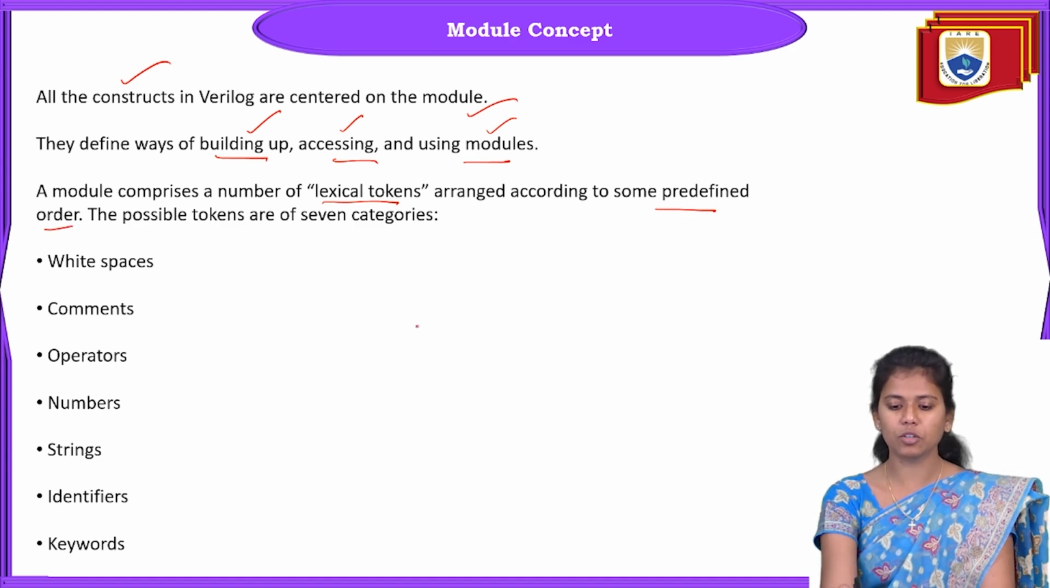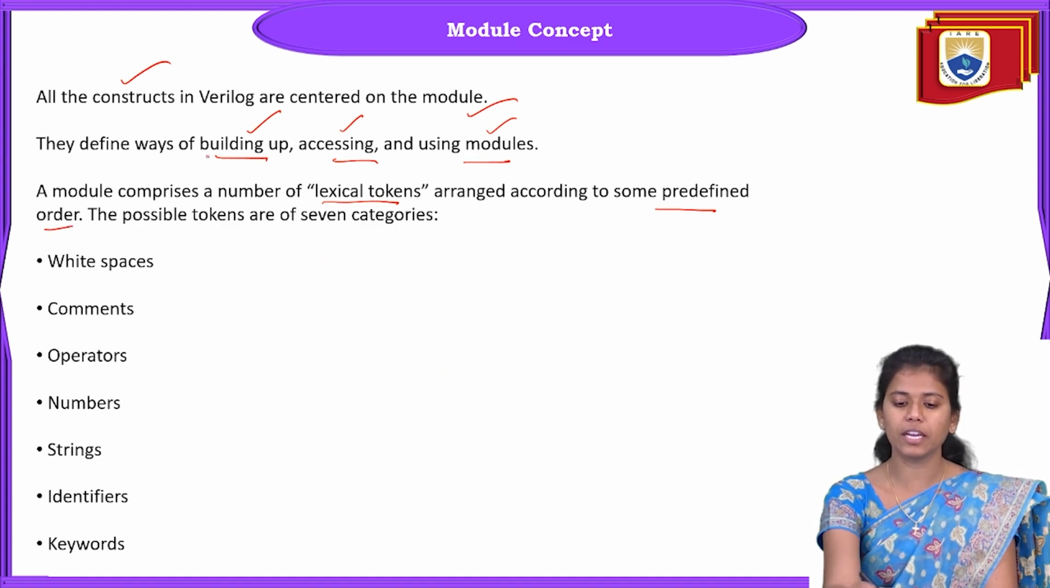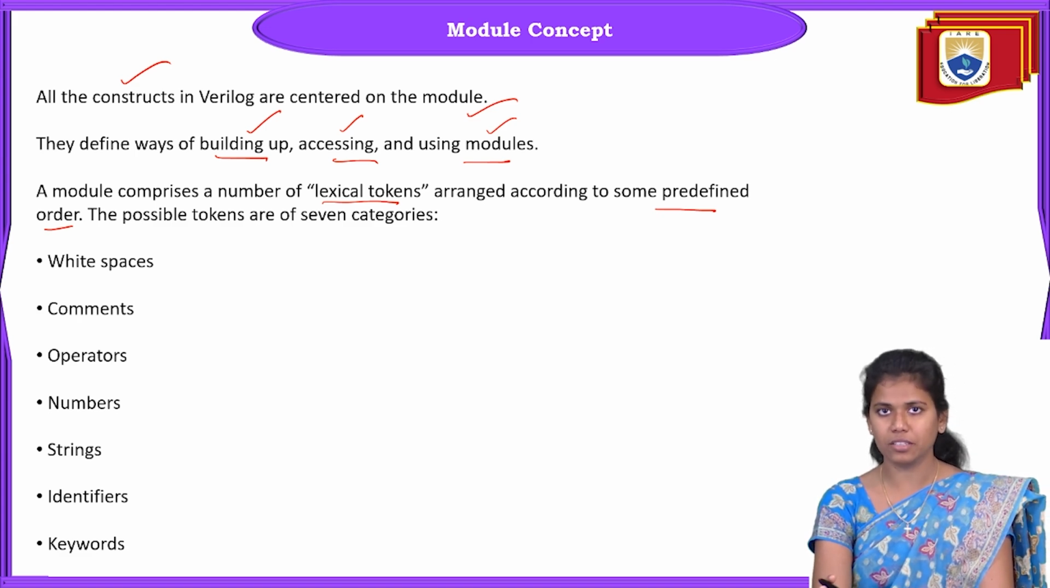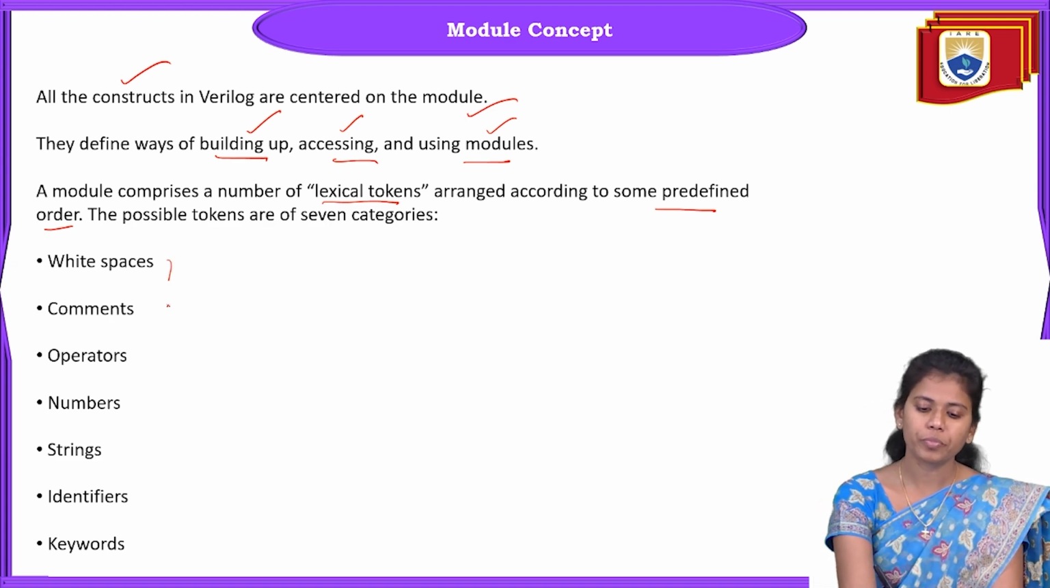The possible lexical tokens are of 7 categories. As I said, the constructs present in Verilog are centered on the module, and these modules are comprised of a few tokens.